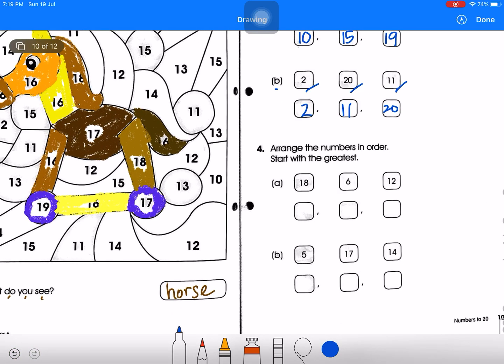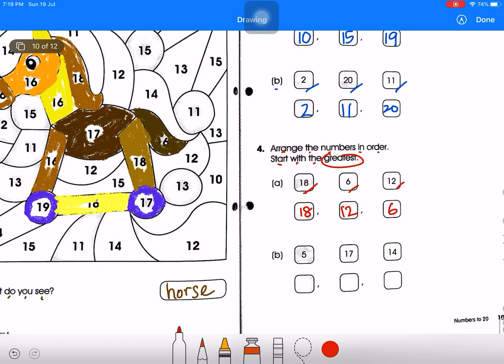Okay, number 4. Arrange the numbers in order, start with the greatest. So we start with the greatest number. You have 18, 6, and 12. What is the greatest number here? Yes, 18, followed by 12, and then 6.